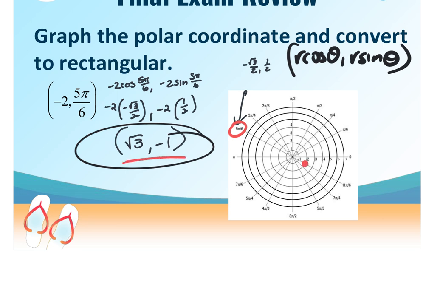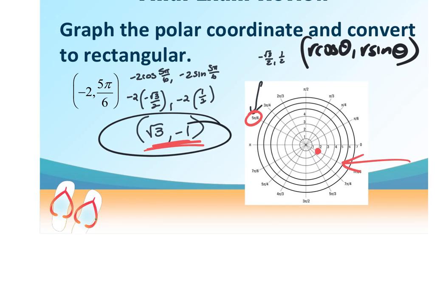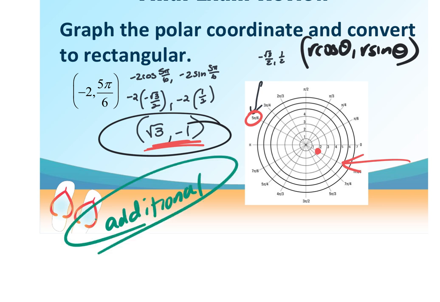And the quadrant that this point is and the quadrant that your polar coordinate is graphed in should also be the same. So root 3 and negative 1 would go to the right and down, which puts it in the same spot. Make sure you'd also be able to find additional points here. So how would I find additional representations of this same point? How do you do that?